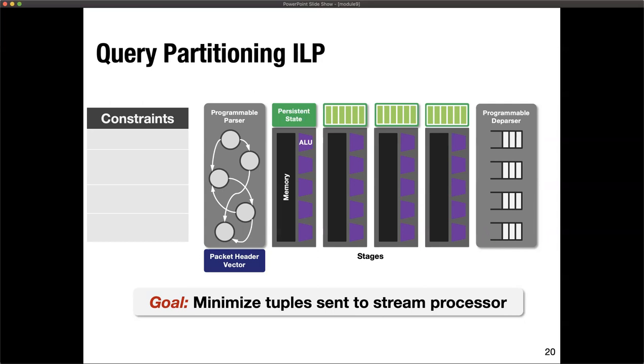What was the answer that you gave before? Was that memory? Okay, so we talked about memory. We talked about the number of stages. We also talked about the type of compute resources that you have. Or maybe the other way of looking at it is the total number of ALUs that you have in the switch, right? So that is another constraint.